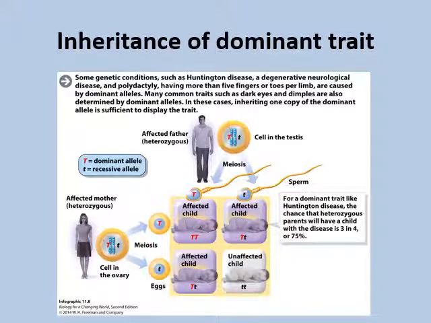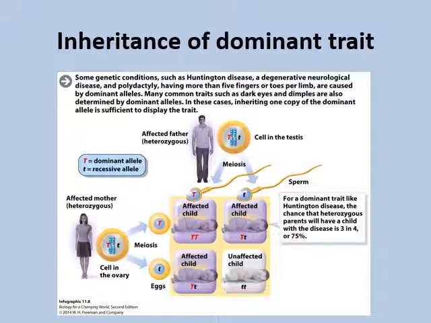Okay, so some genetic traits are a little bit different, like Huntington's disease, a degenerative neurological disease, and polydactyly. There's a few other ones. These are caused by dominant alleles, so these ones are a little bit easier to pass on. Say we have an affected mom, but she's still a heterozygote, so she's got a capital T and a lowercase t, and we have an affected father as well, capital T, lowercase t.